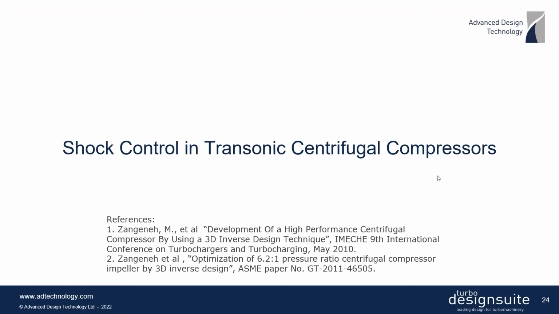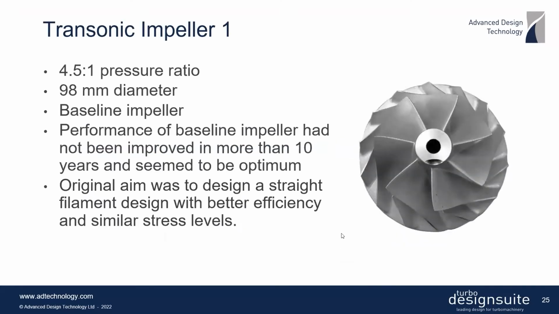And obviously at these high pressure ratios, it's very important to look at the mechanical aspects of the design as well. And so we'll briefly talk about these as well during this presentation. So the Transonic Impeller here is a heavy duty diesel engine turbocharger application. It's a 4.5 to 1 pressure ratio, 98 mm diameter impeller. And this was actually a collaboration with Cummins Turbo.